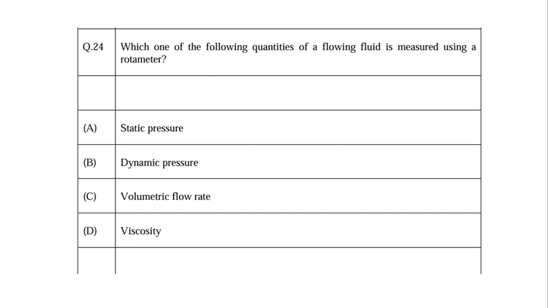Move on to the second question. Which one of the following quantities of flowing fluid is measured using a rotameter? Static pressure, dynamic pressure, volumetric flow rate, viscosity. We all know that it is obviously volumetric flow rate. So rotameter, orifice meter, weir meter, we measure the volumetric flow rate along the pipe. Okay, move on to the next question.